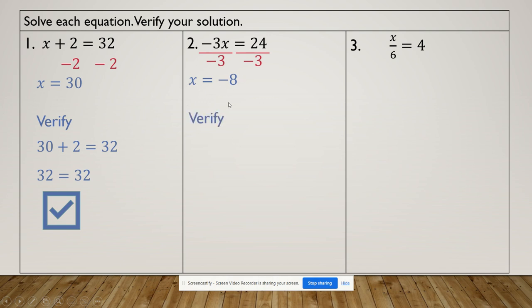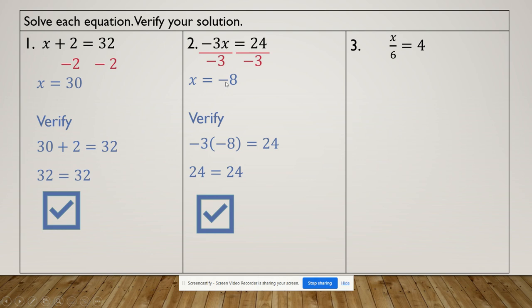Now we have to verify it. We're going to substitute that negative 8 into the original equation. Negative 3 times negative 8 equals 24. Now, what is negative 3 times negative 8? Hopefully all of us are saying 24, because a negative times a negative is a positive. And once again, we know we're correct with our solution.